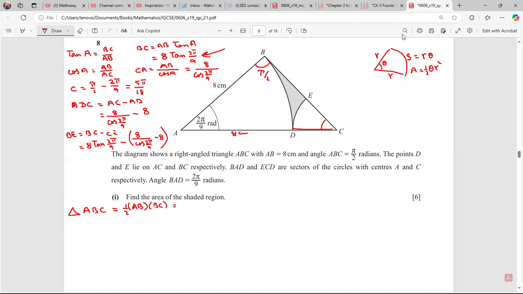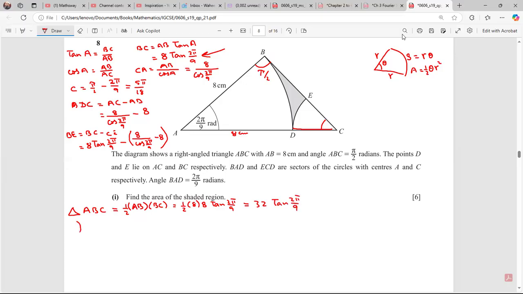Okay, so it is 1/2. AB is known as 8 and BC is known as 8 times tangent 2 pi by 9. So we can say this is 32 times tangent 2 pi by 9.